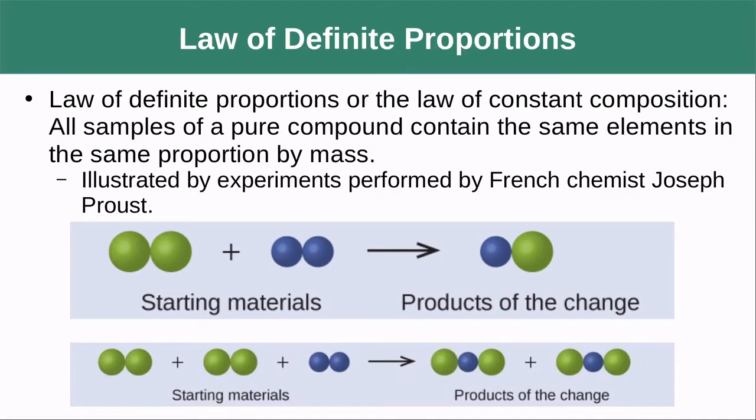Next we have the law of definite proportions, or the law of constant composition. This states that all samples of a pure compound contain the same elements in the same proportion by mass. We can see that this is illustrated here, where in the first example we have an equal number of green balls and blue balls, and we wind up with a product that has an equal number of green and blue balls. In the second example, we have twice as many green balls as blue balls, and we wind up with a product that has twice as many green as blue balls.